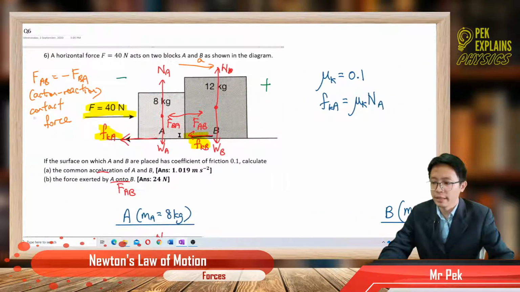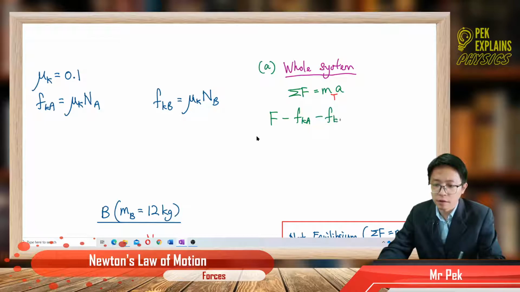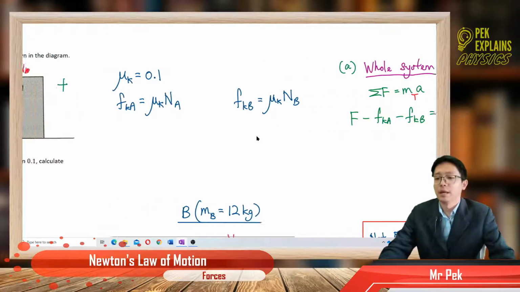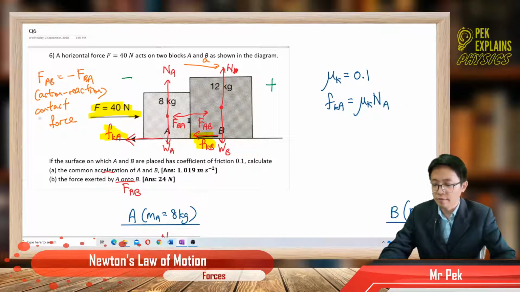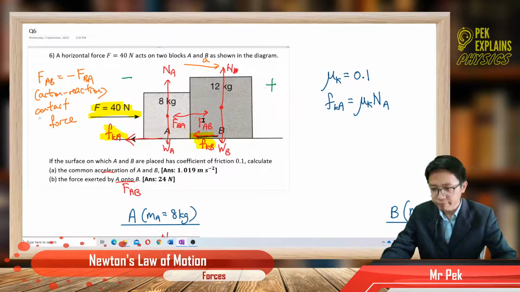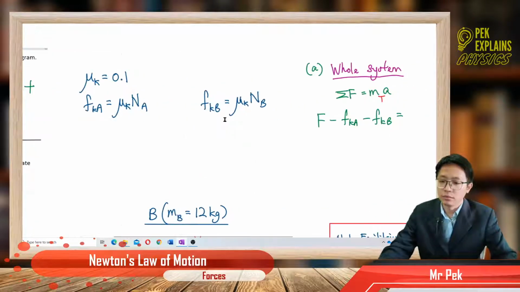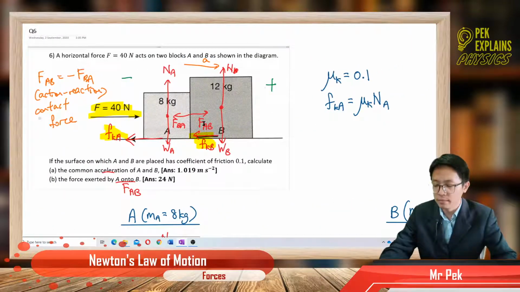Okay, so they are negative. So just put negative FKA, negative FKB. Okay? So these are the forces. The contact forces FBA and FAB cancel each other, so no more. Now, these are the resultant force. They accelerate the whole system.